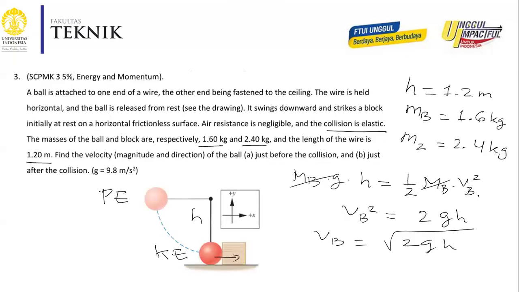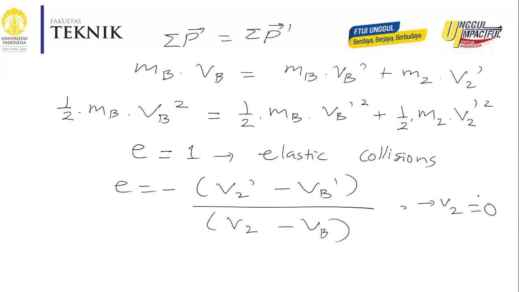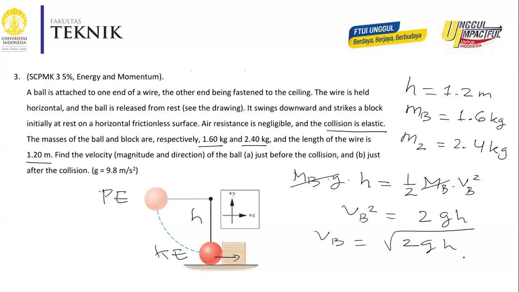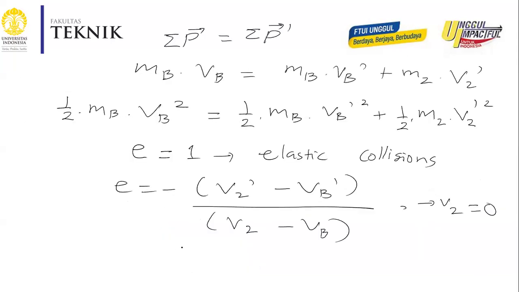Okay, this one is the way how to search the velocity of ball. From this one, we can get this one, VB. Then for this one, we will get the VB prime. By substitution, we'll get the VB prime. VB prime is the final velocity of the ball.